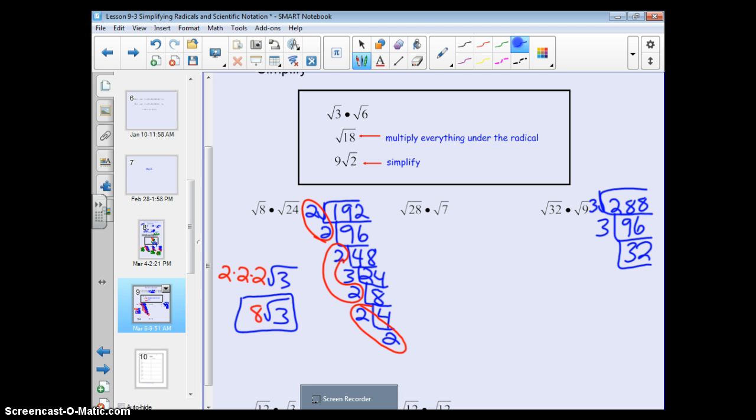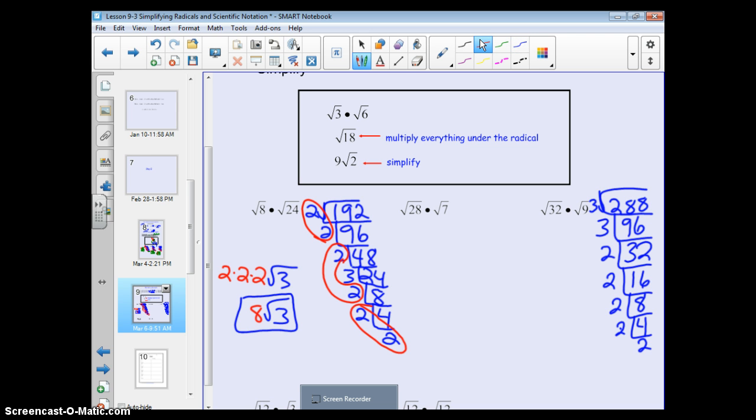32, we can't divide that by 3, let's divide by 2. So 32 divided by 2 is 16. And 16 divided by 2 is 8. 8 divided by 2 is 4. And 4 divided by 2 is 2. We'll stop there because it's a prime number.